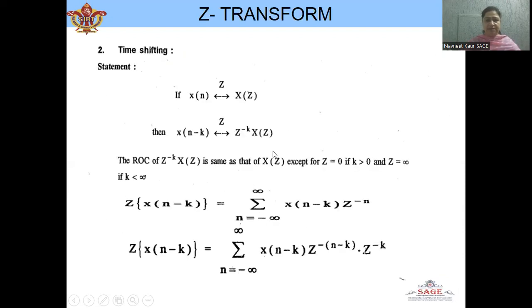Now coming to the second property of the Z transform, which is the time shifting property. According to the time shifting property, if I have any signal x(n) whose Z transform is X(z), and I shift this signal in time domain by k units, so the signal will be x(n minus k). Now, the Z transform of this shifted signal will be X(z) multiplied by z raised to power minus k, where k is the number of units by which this signal is shifted.